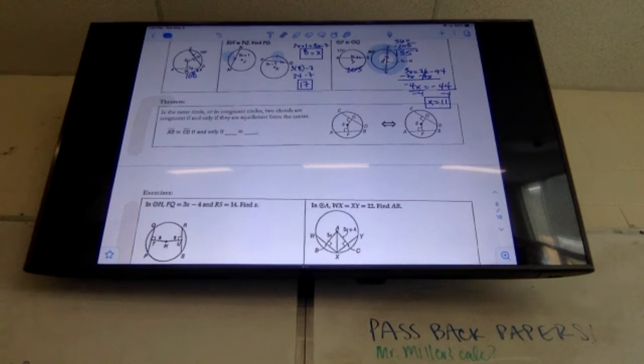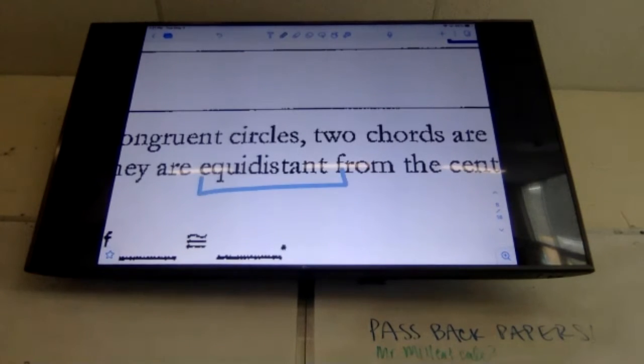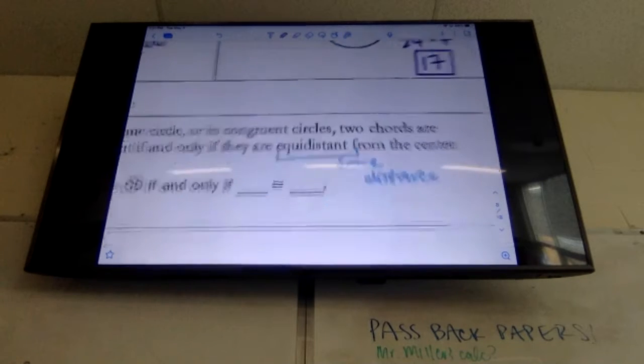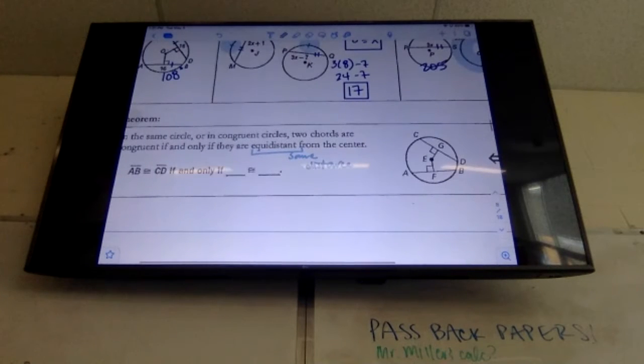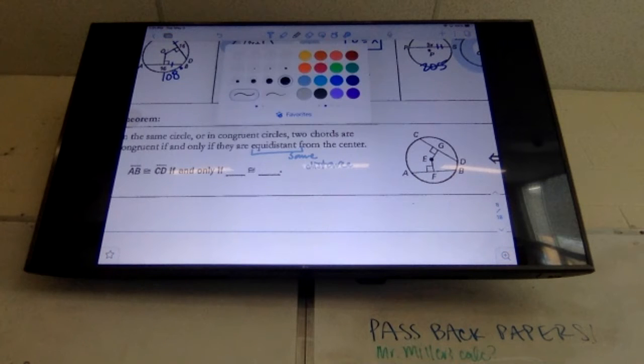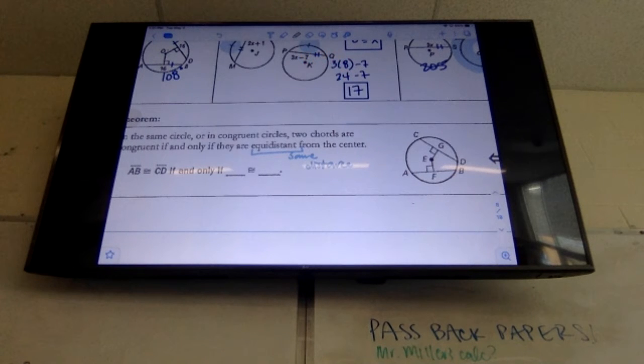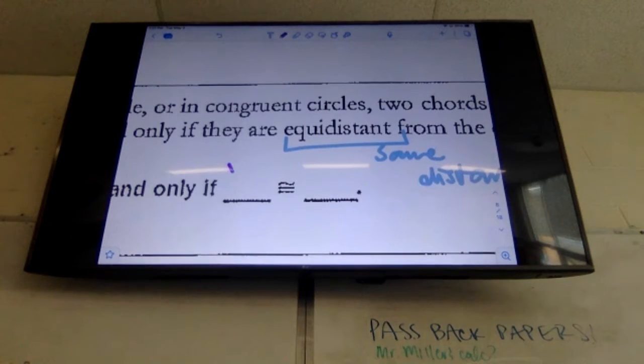What does equidistance mean? Same distance, right? If they are the same distance from the center. So what that means in this picture is that AB and CD are congruent if and only if EG and EF are congruent. My iPad is so slow today. EG is congruent to EF.